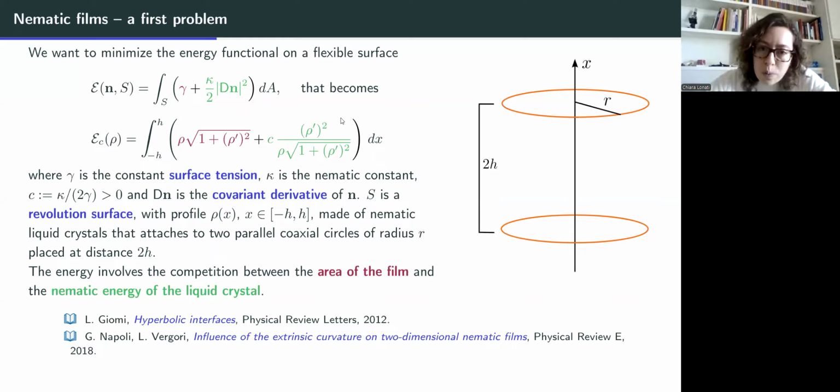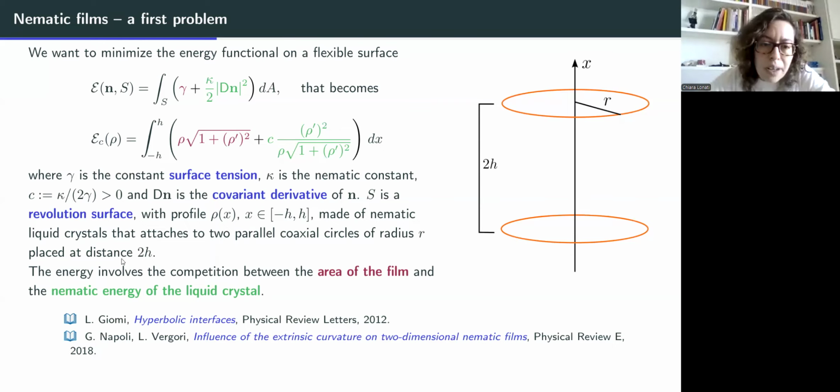So we assume to work with revolution surfaces, so our surface will have a profile ρ, and at the boundary we'll attach to this configuration. So we have two circles in space that are coaxial, they are parallel, they have radius r, and they have distance 2h. So in particular, we can rewrite our energy functional using this variable ρ, and using c. C will be the ratio between k and 2 gamma. And so basically it tells us which term prevails on the other. So in particular, when c tends to infinity, we know that the nematic prevails on the area part.